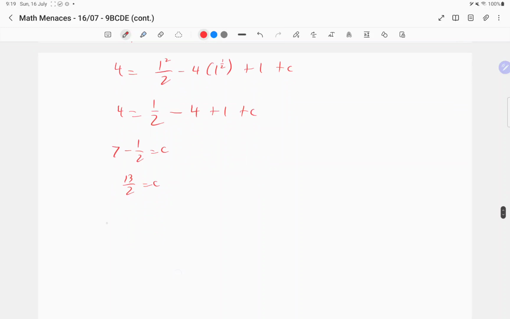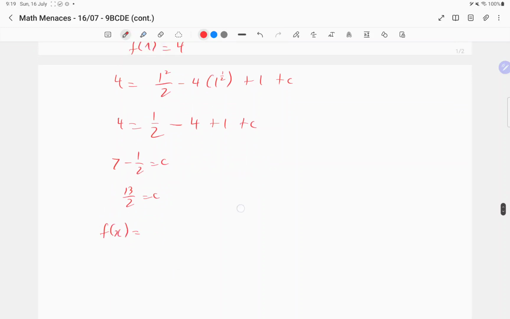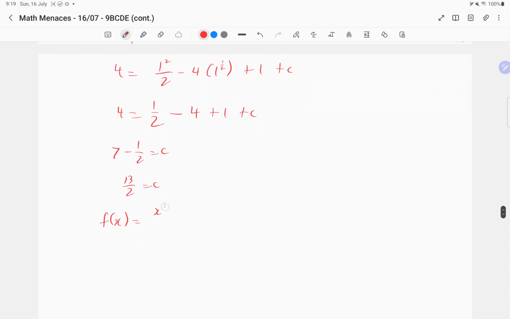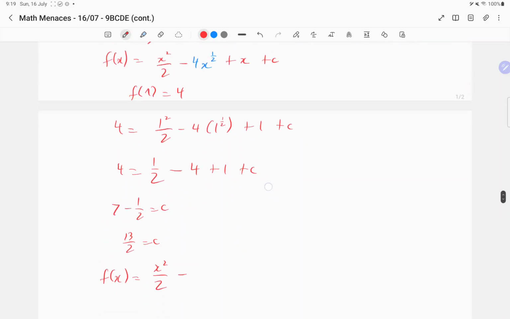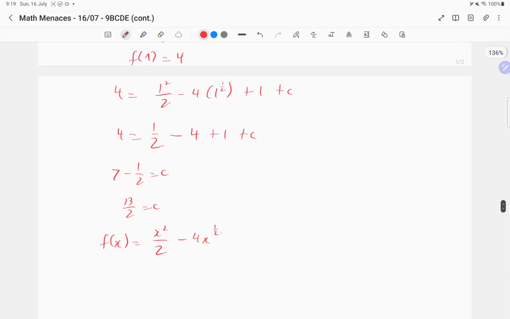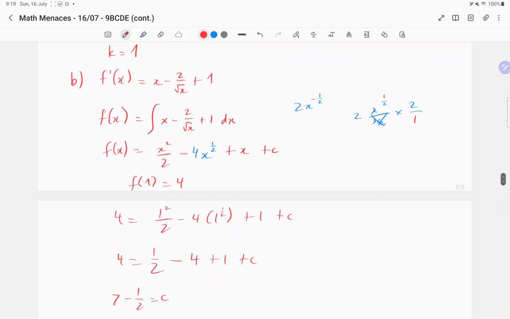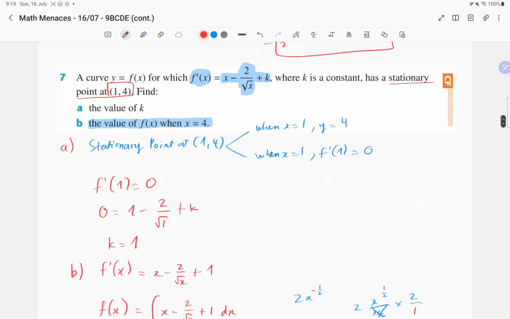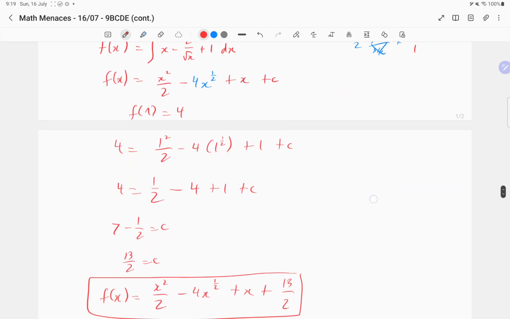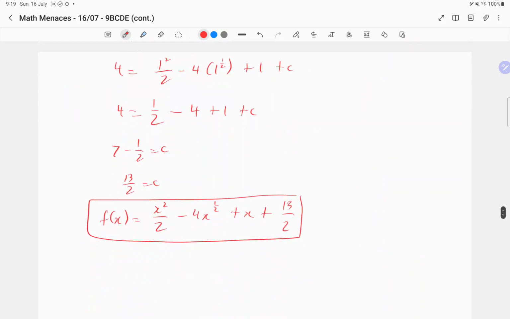So that would be 13 over 2 equals c. So once we found the value, we need to rewrite the equation here. f(x) equals x squared over 2 minus 4x to the power 1/2 plus x, and then plus 13 over 2. All right. This is not the final answer, because remember what were we asked to do? We were asked to find the value of f(x) when x equals 4. So it's only an intermediate answer, but you can somewhat box it up if you want, because sometimes these intermediate answers will get a mark from the examiner.